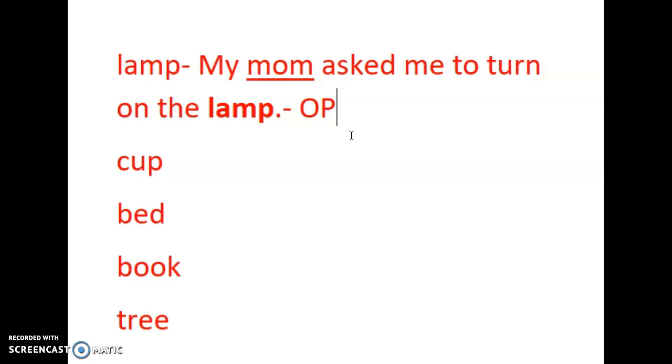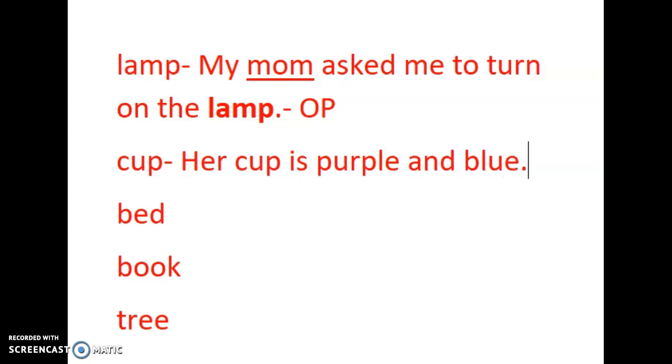Let's do the same thing for the word cup. So my sentence says, her cup is purple and blue. So here is the word cup. And I need to say, is cup going to be the object of the preposition or the subject noun? Yeah, the word cup is the subject noun here.